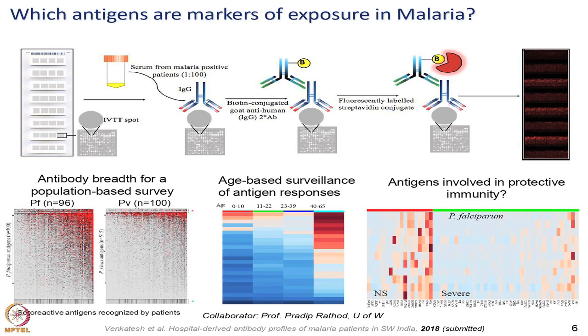So now the patients' serum samples are probed on the chip and we are looking at the antibody breadth of patients suffering from falciparum or vivax malaria. Also, we tried to look at surveillance kinds of responses based on the antigens, which is shown in the middle segment here, where you can see that even based on age groups, one could see different types of responses. And on the left side, you can see the patterns are different for falciparum and vivax in the seroreactive antigens recognized by these patients.